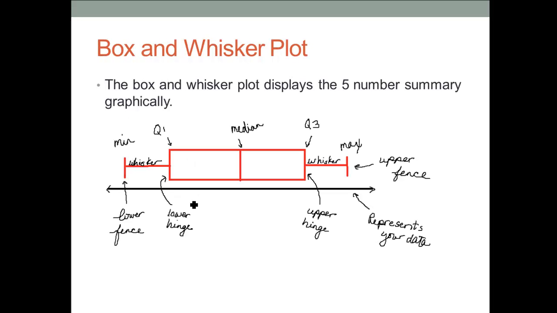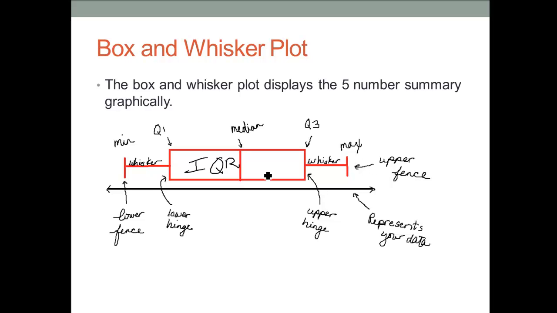So here's a box and whisker plot. This is a graphical way of displaying the 5-number summary. Here's our box, and this actually represents our interquartile range. This line indicates the median. This is our quartile 1. This is our quartile 3. These are what we call whiskers. Here is our min and our max. They're also known as the lower and upper fences.